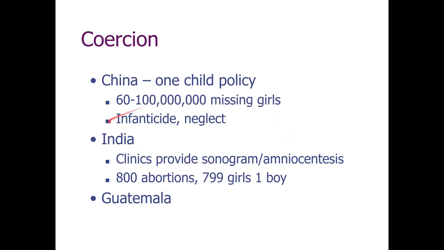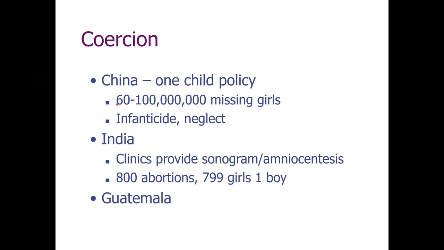So if you have a baby girl, and if you are in China, if you are in India, in one of these regions where they are attempting to reduce the population, and you have the money, you would go to a clinic and have a sex determination performed. And if it's a girl, you'll have an abortion. If it's a boy, you don't. In one study, they looked at 800 abortions in one clinic. 799 were baby girls. One of them was a baby boy.